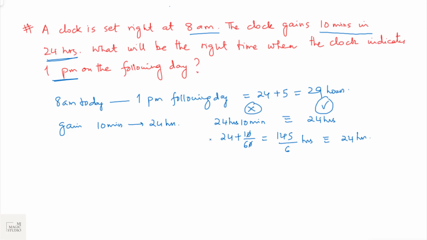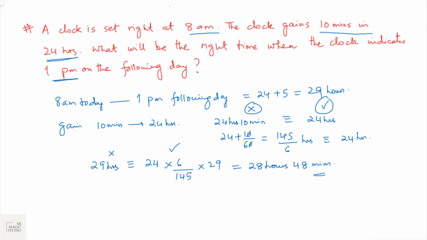The wrong clock is ahead 29 hours. Use the unitary method simply. 29 hours on the wrong clock is equivalent to how much on the correct? 24 into 6 by 145 into 29 on the correct clock. Let's calculate this. And on calculation, we will get how much? 28 hours, 48 minutes.